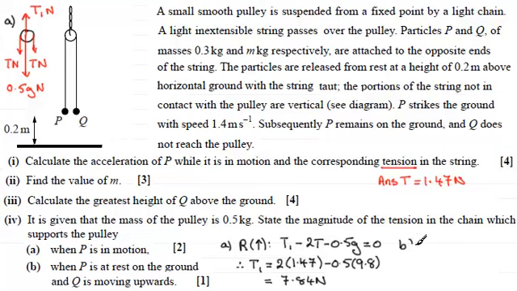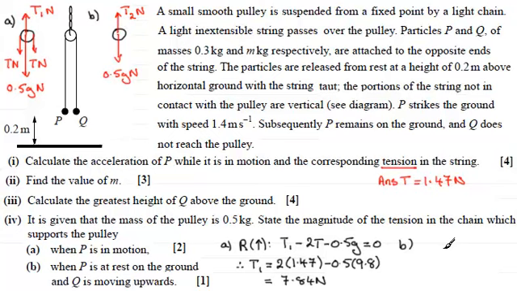Now for part B, let's have a look at the pulley when P hits the ground. Now when P hits the ground and Q is moving upwards, there's going to be no tension in any of the strings. So all we've got then is the weight of the pulley, which is 0.5 g newtons, and we've got the tension, let's now call it T2. It's going to be different from the tension that we got here. That's all we've got acting on the pulley.